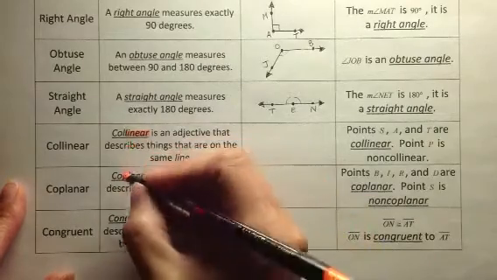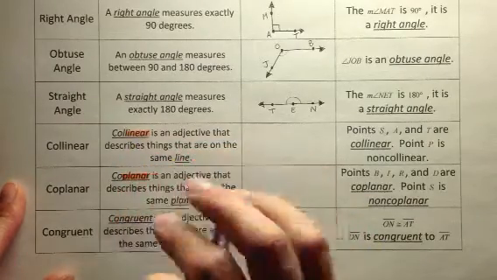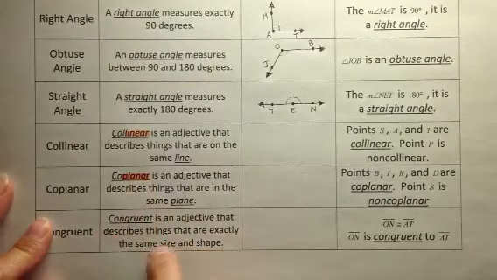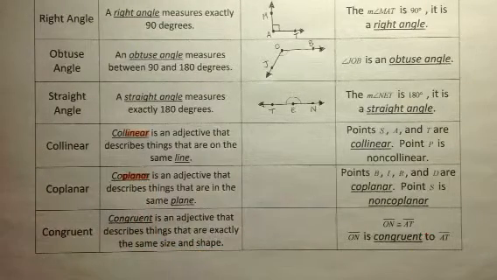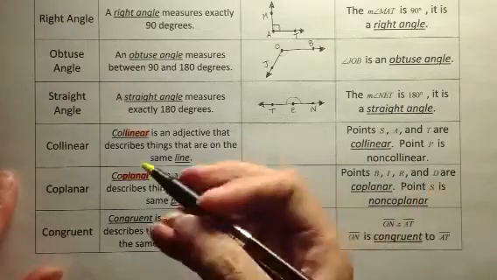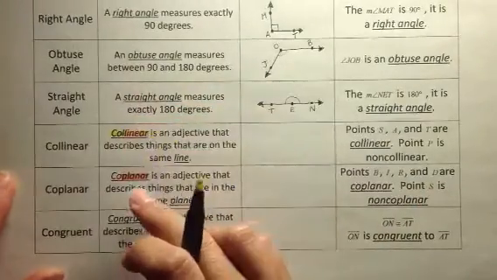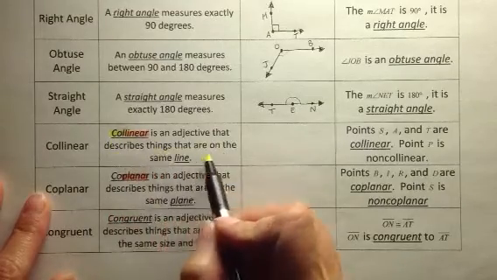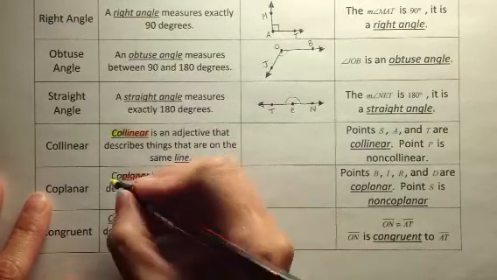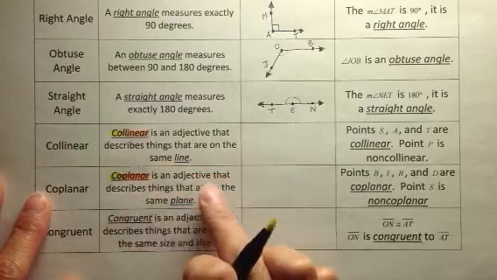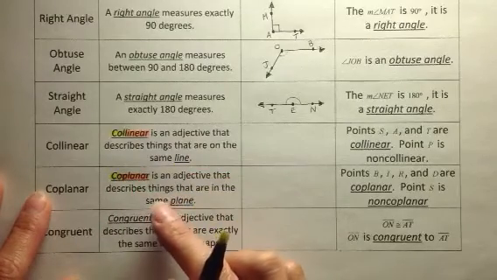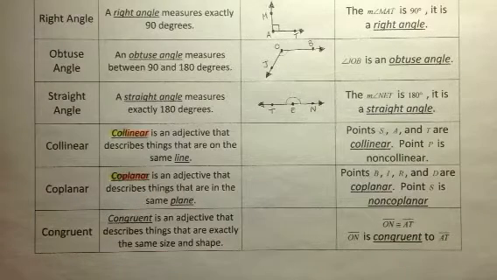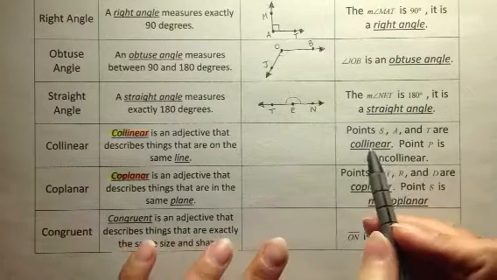Planar, well, plane would be your noun, and planar describes something that's in the form of a plane. Okay? So when you put the prefix co in front, you're saying that they're together. So collinear is an adjective that describes things that are on the same line, and coplanar is an adjective that describes things that are on the same plane. Okay, so let's see what that would look like in a picture.